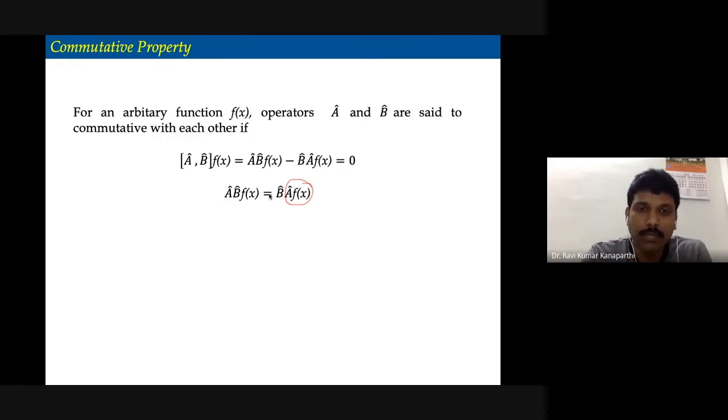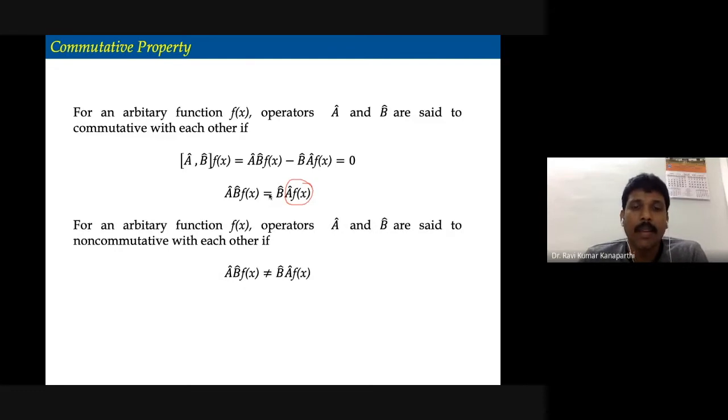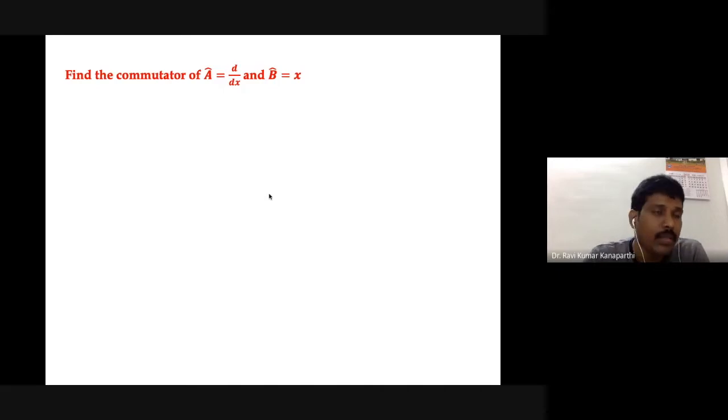If you are not getting this equality, that is, AB f of x is not equal to BA f of x, then we say operators A and B are not commutative. And whatever resultant you get, we call it a commutator.